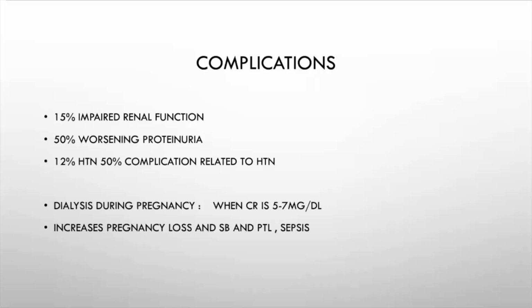Okay, what are the complications that you will find in chronic renal disease? What type of complications will a woman suffering from chronic renal disease during pregnancy face? So let us see. First of all, number one, there will be 15% impaired renal function. Means the kidney function will have impairment, it will account for 15%. Again, 50% worsening proteinuria. What was proteinuria?